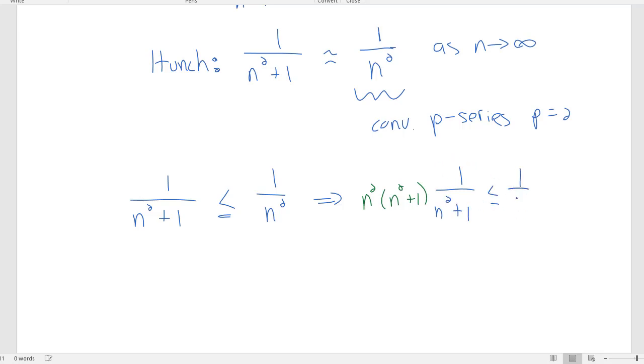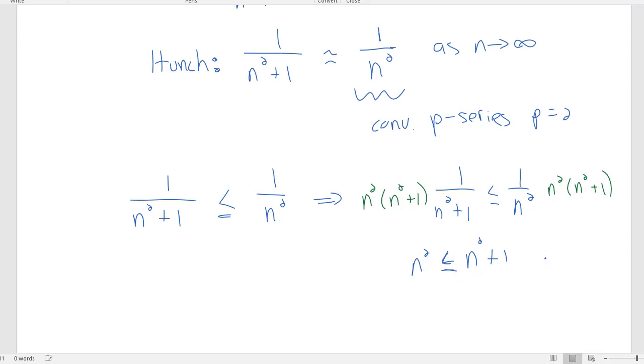And I multiply the right hand side by n squared times n squared plus 1. So if I'm doing some algebra to justify this inequality that I wrote, I can see that n squared plus 1s are going to cancel on the left hand side, and I'm going to end up with just n squared. And I can see on the right hand side that n squareds are going to cancel and end up with just n squared plus 1.